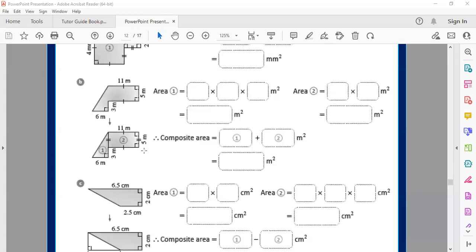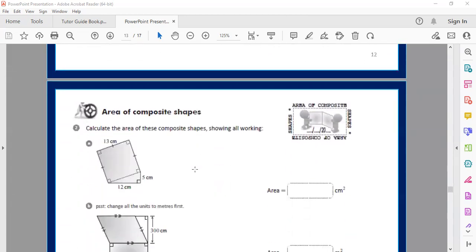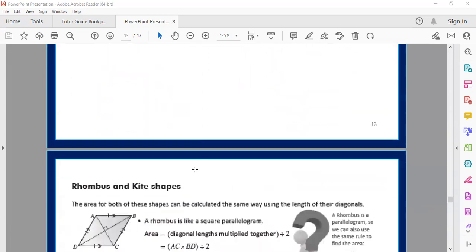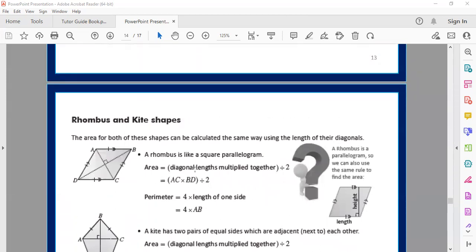I'm sorry the diagrams can be a little small here. Then again, area of composite shapes. Now, finally, you come to rhombus and kite. Again, 2 things: area and perimeter. That's what we will learn. So I'm expecting you to go through this and do the questions so that next week we check through the answers.